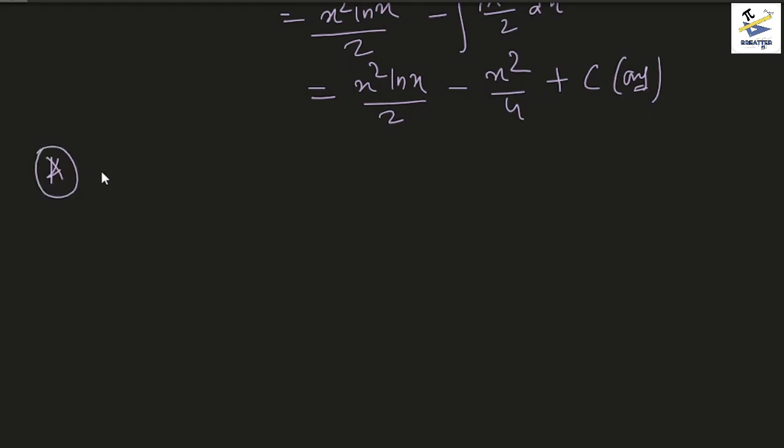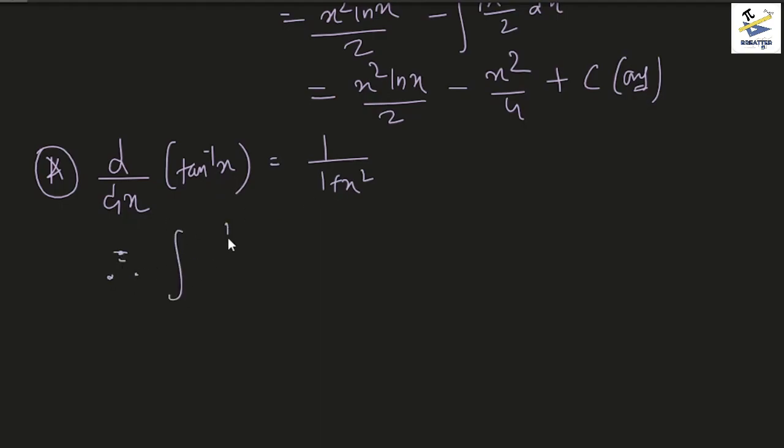For the next problem, what we do need is this: d/dx of tan inverse x is equal to 1 by 1 plus x square. We are going to prove it, but first understand that since the derivative of tan inverse x is 1 by 1 plus x square, this also means that the integration of 1 by 1 plus x square is equal to tan inverse x plus c. Okay, and how do we prove it?